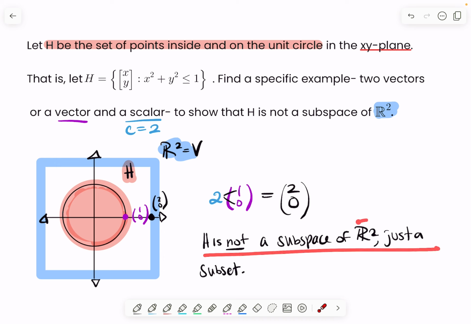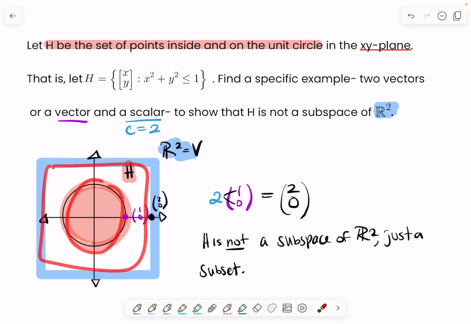So it's not a subspace of R2, our vector space, but it is a subset. A subset is just a fancy way of saying it's something inside the vector space. It's a collection of vectors, a collection of points inside a vector space, but it's not a subspace because it's not a vector space within itself. It failed to meet one of the conditions of a vector space, and that is that all vectors that you can choose in H, if you scale them, their resulting vectors should still be inside or on H. And we proved that (2, 0) was not on H, and so therefore it's definitely not a vector space, so it can't be a subspace of R2.